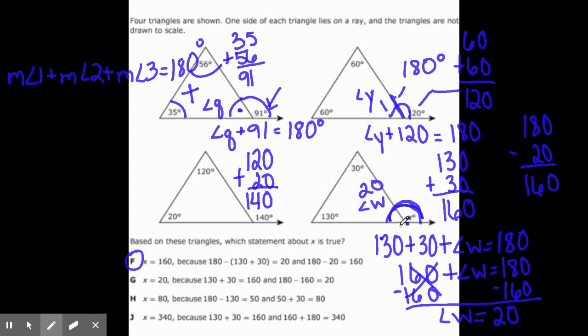All right, so to find that missing exterior angle, we're just going to add up the two non-adjacent interior angles. So the ones that are not touching that exterior angle. So that would be the adjacent. We want these two. And that is how we use the exterior angle theorem to find the value of x.